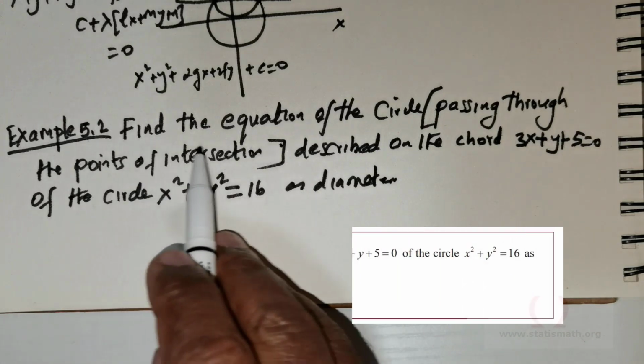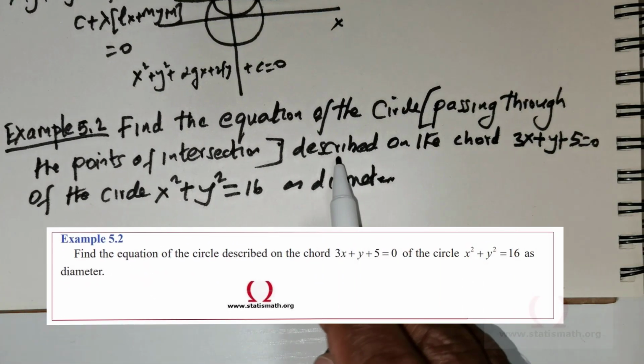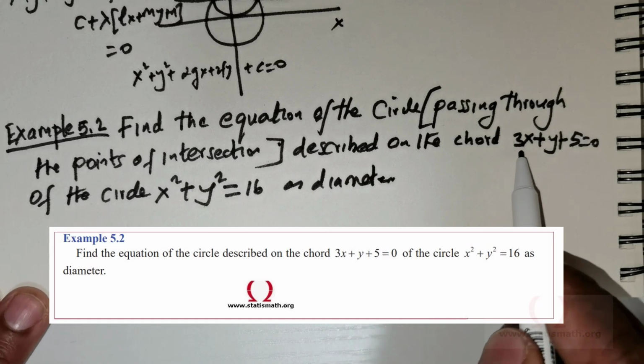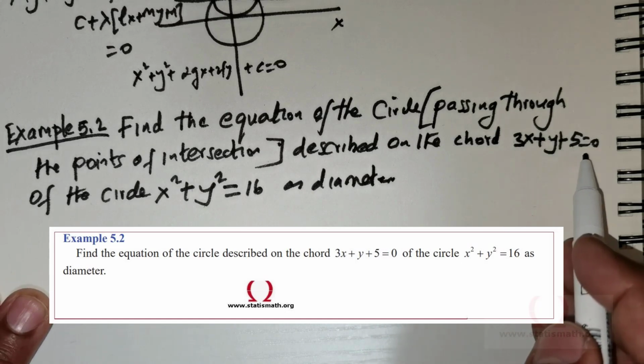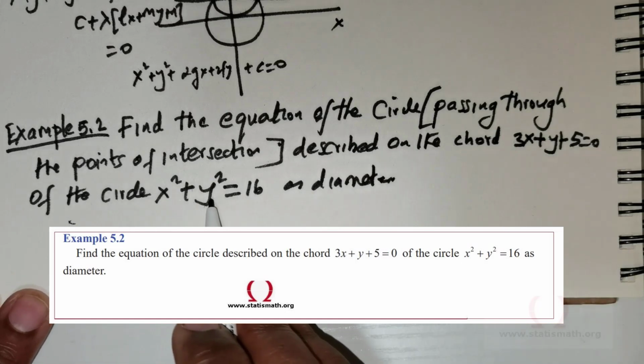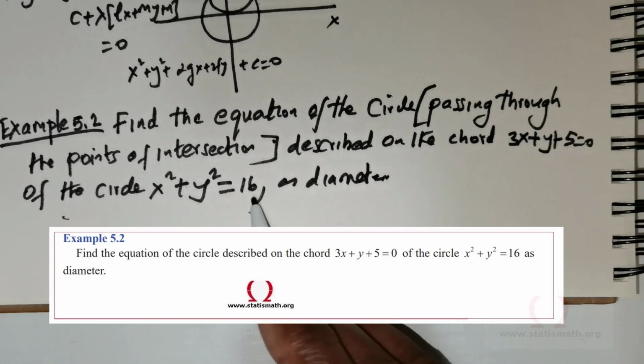Students, we are given this question. Find the equation of the circle described on the chord 3x + y + 5 = 0 of the circle x² + y² = 16 as diameter.